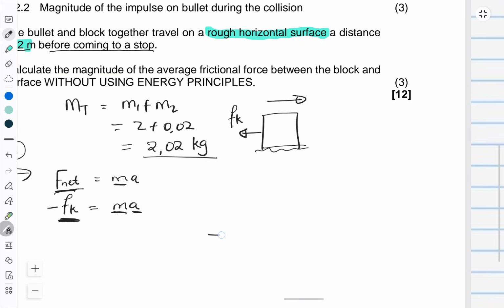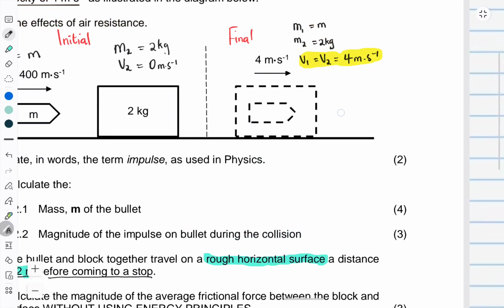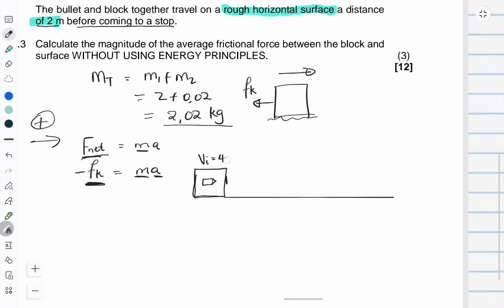Okay, so now we have a new situation. Check this. The block starts somewhere here. Right, the block and the bullet. They just left after embedding on one another with 4 meters per second. So now this is my rough surface, this one. So it travels through this rough surface, and then at some point it stops. It can't go further anymore. And then this whole thing is 2 meters.